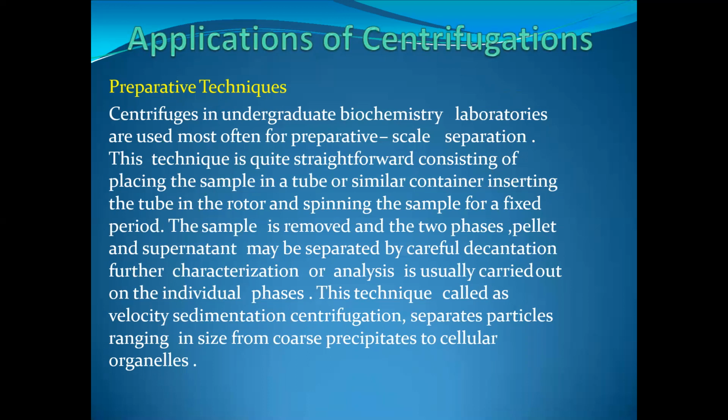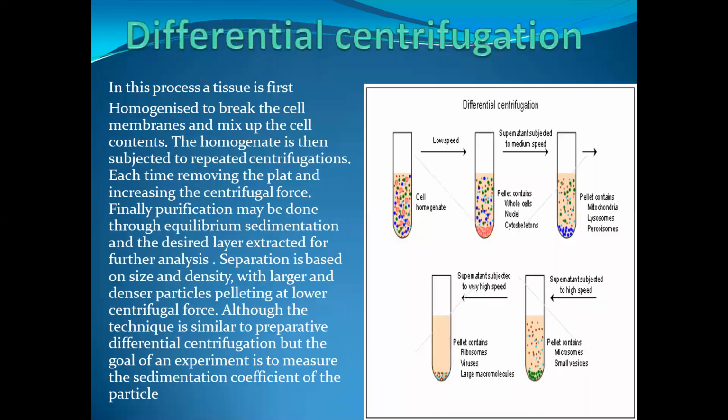This technique, called velocity sedimentation centrifugation, separates particles ranging in size from coarse precipitates to cellular organelles. Then differential centrifugation. In this process, a tissue is first homogenized to break the cell membranes and mix up the cell contents. The homogenate is then subjected to repeated centrifugations, each time removing the pellet and increasing the centrifugal force. Finally, purification may be done through equilibrium sedimentation and the desired layer extracted for further analysis. Separation is based on size and density, with larger and denser particles pelleting at lower centrifugal force.